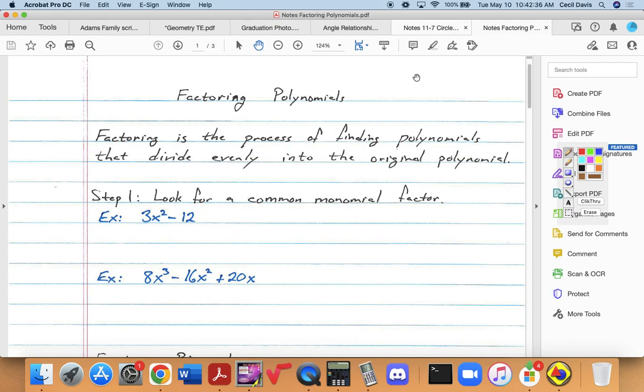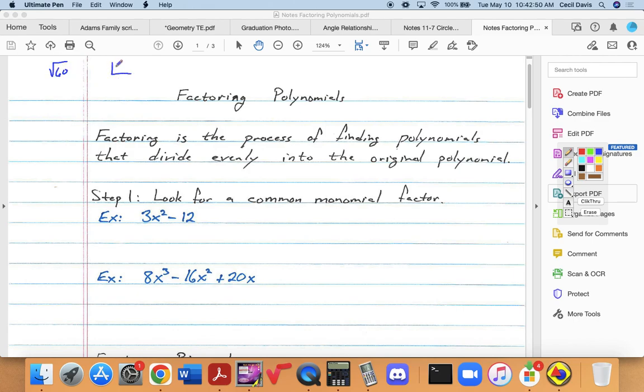So, earlier this year, when we were simplifying square roots, we did prime factorization. You guys remember that? If we had the square root of 60, we would go, okay, 2 goes into 60 30 times, 2 goes into 30 15 times, 3 goes into 15 5 times, and 5 goes into 5 once, right? If we had written 60 as being equal to 2 times 2 times 3 times 5, we usually didn't take the time to do that, but if we did, that's factoring.